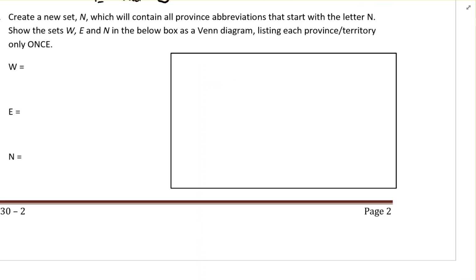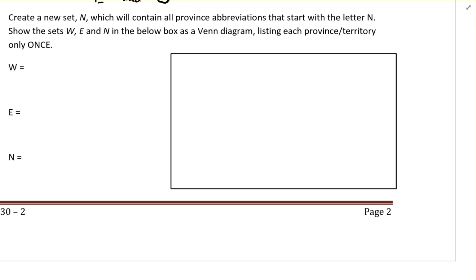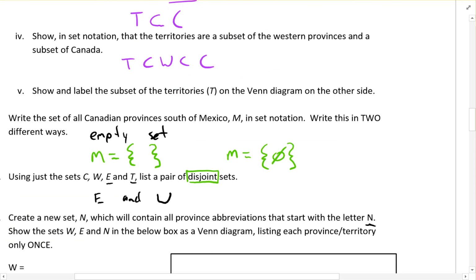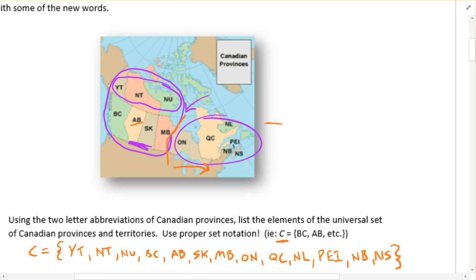Okay, so I'm going to let you guys go ahead and do this one on your own. It says create a new set, N, which will contain all province abbreviations that start with the letter N. So only provinces that start with the letter N. So what do we mean by that? Would be like that one, and that one, and that one. So that's our new set, right?